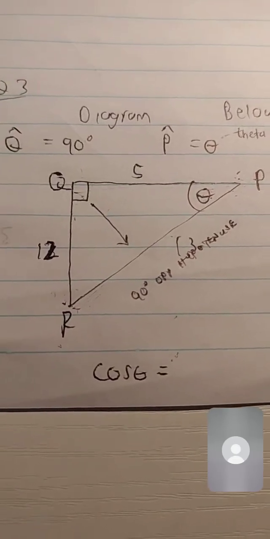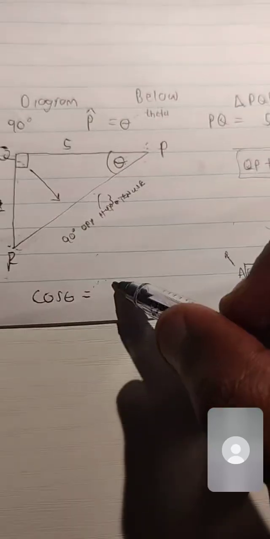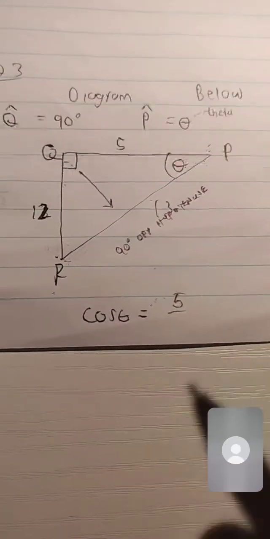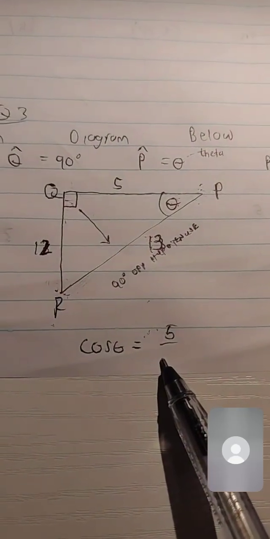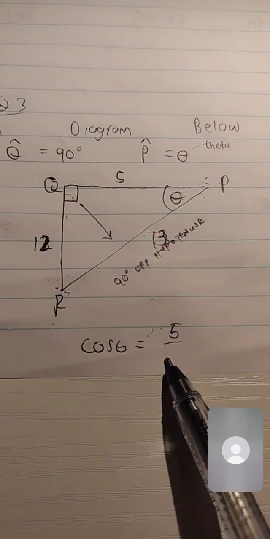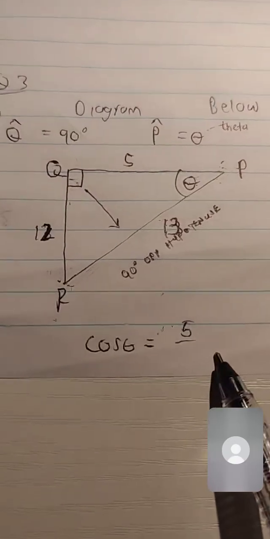Five. What is it? 5 over 1. Okay, you said 5 over 1. Where did you get the 1 from? I'm just guessing. You're just guessing.